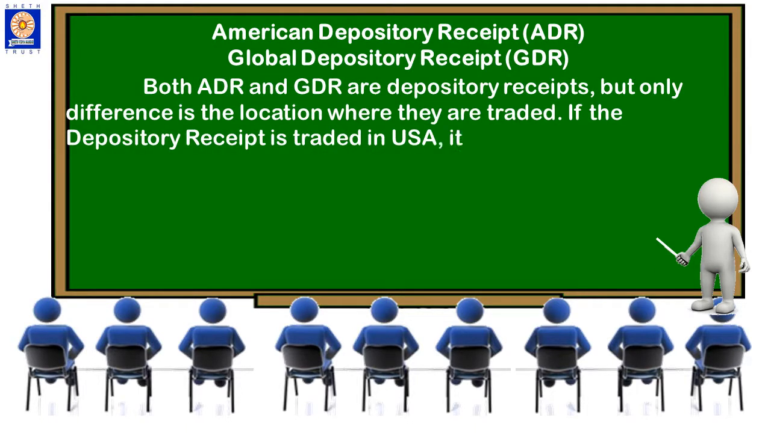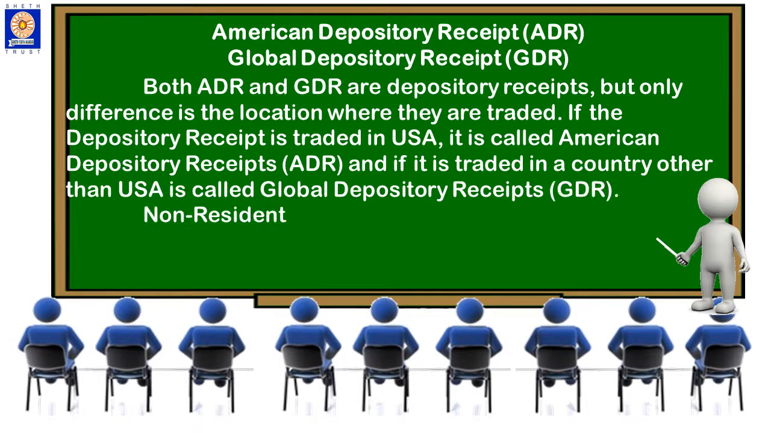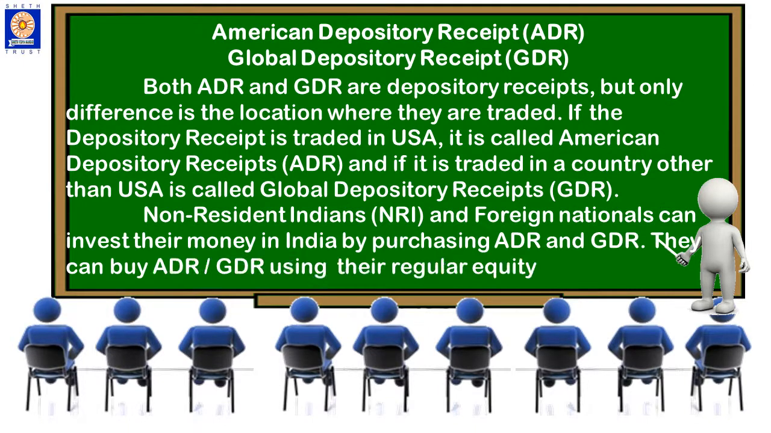Both ADR and GDR are depository receipts, but the only difference is the location where they are traded. If the depository receipt is traded in USA, it is called an American Depository Receipt, and if it is traded in a country other than USA, it is called a Global Depository Receipt. Non-resident Indians, that is NRIs, and foreign nationals can invest their money in India by buying ADR and GDR.